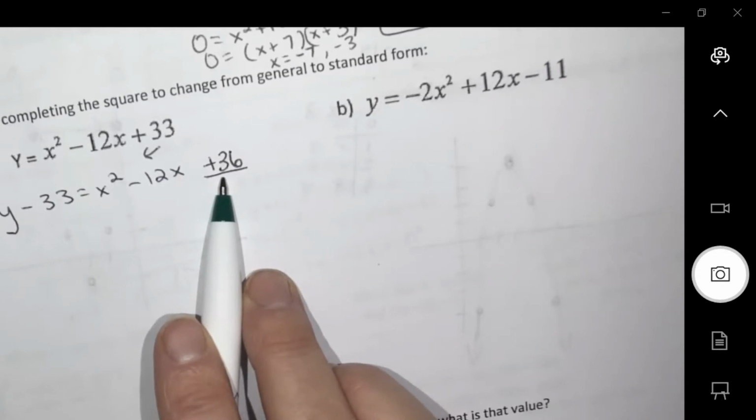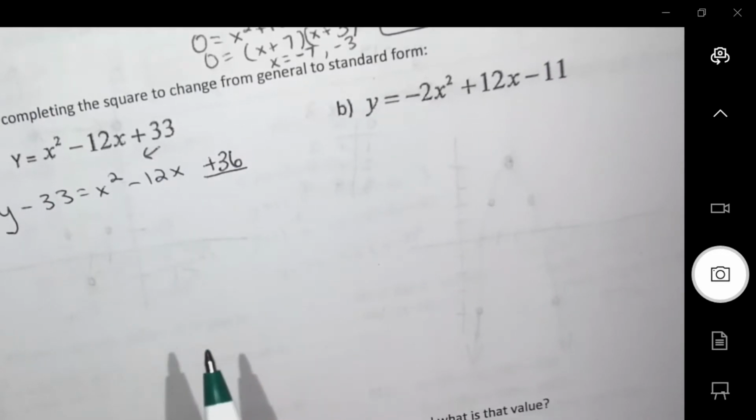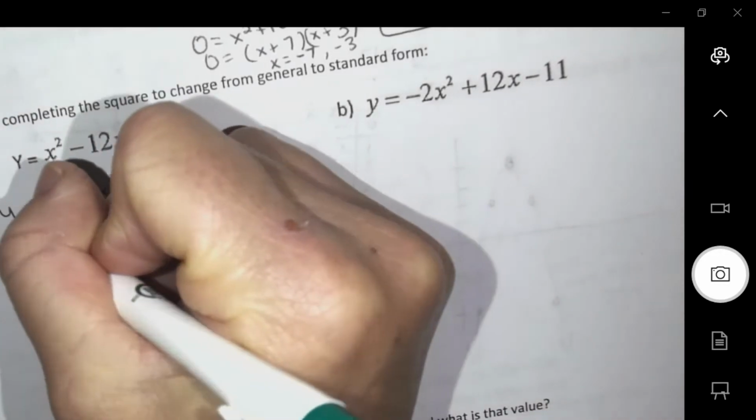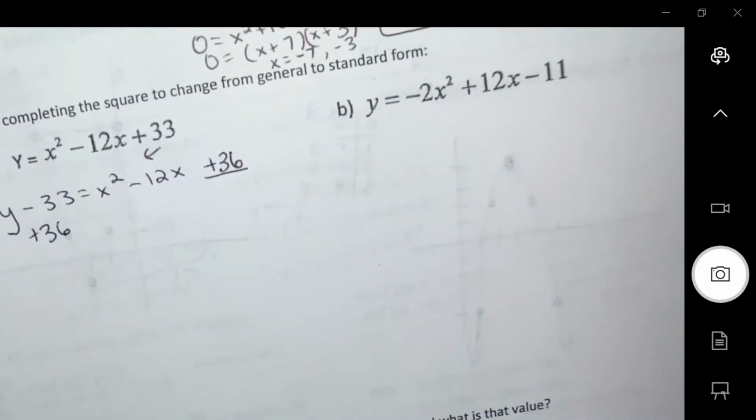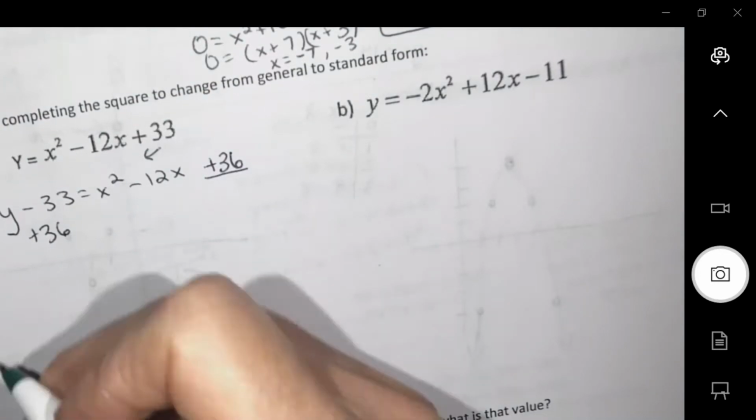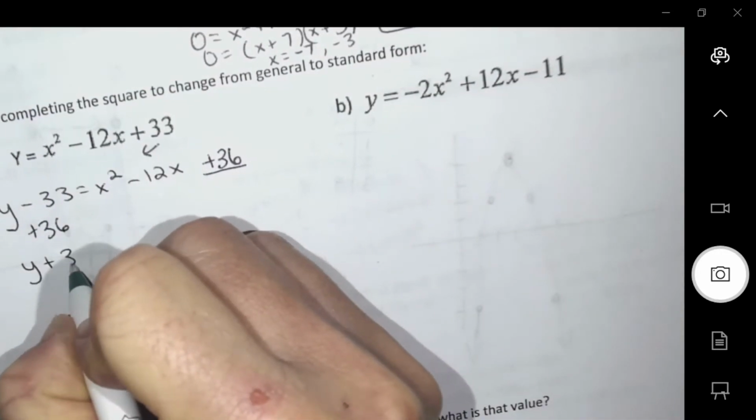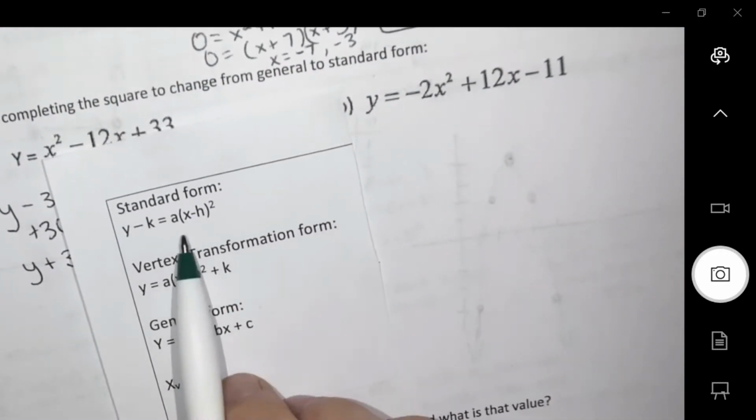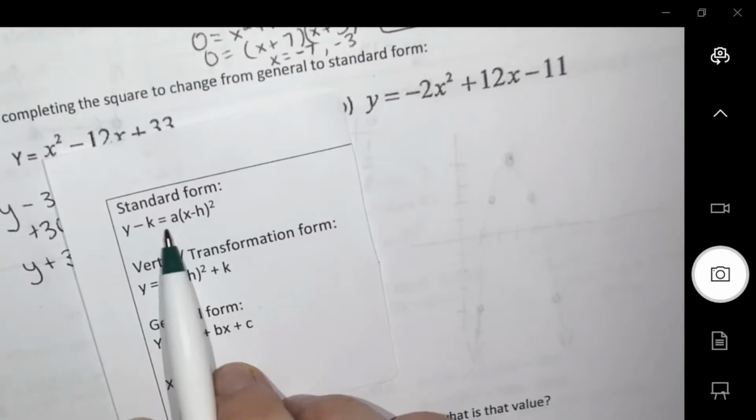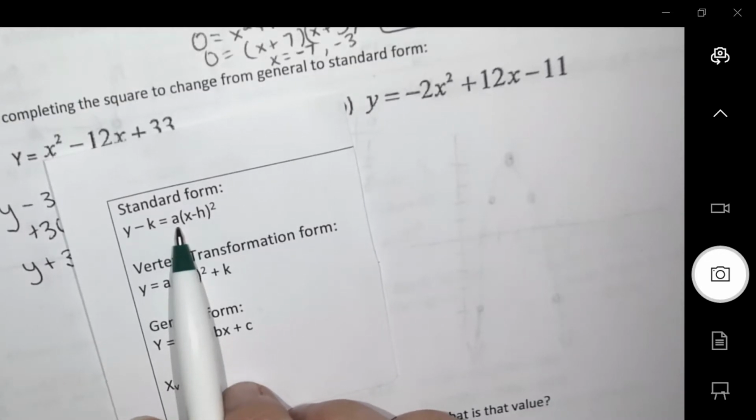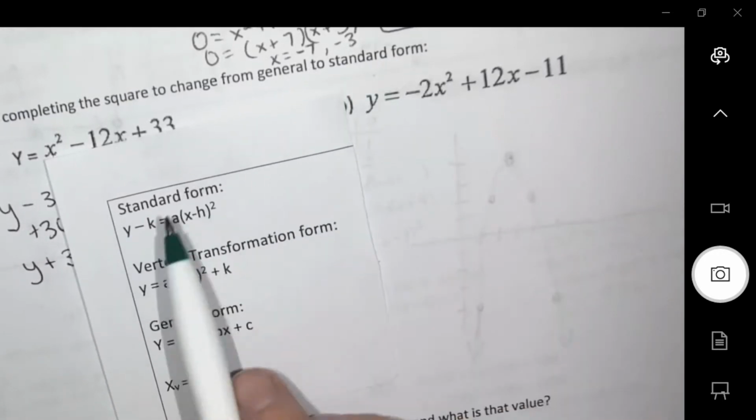Okay, what happened to my math? That wasn't even there before. So my teeter-totter, add on the other side. So this looks like y plus 3 now. And don't forget, my goal here is to end up like this. This is my goal, to get this into standard form, because that's what the directions say.